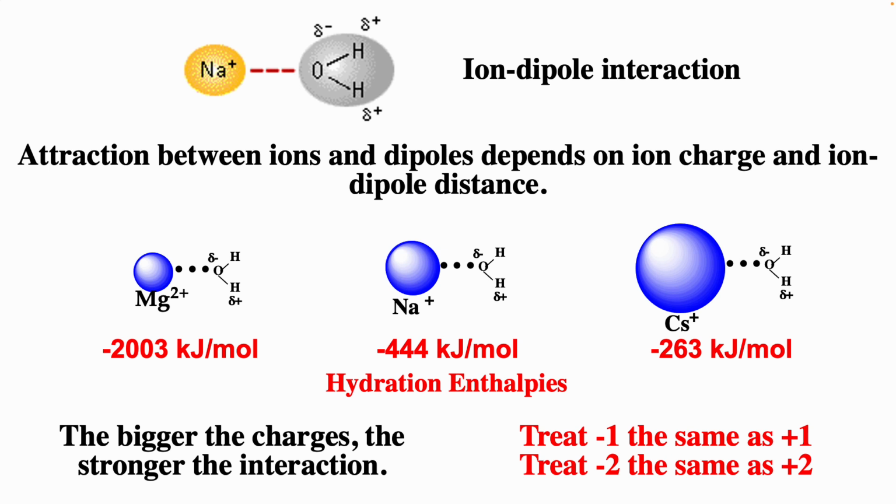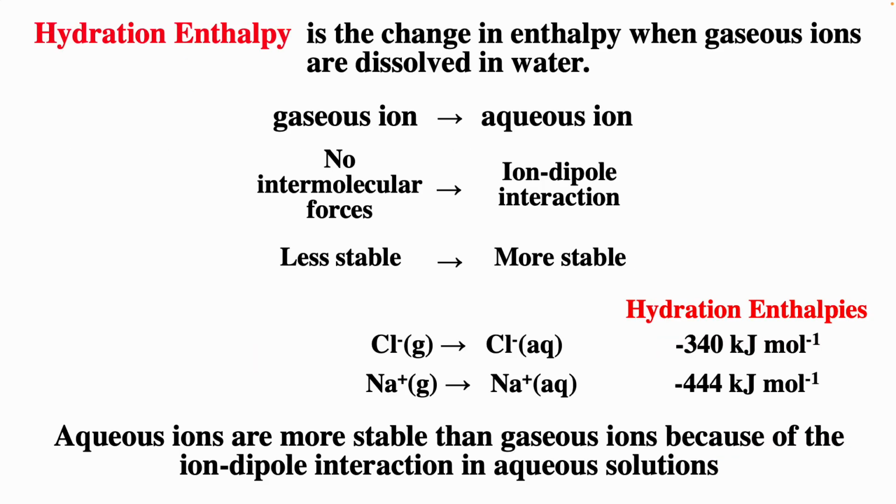But again, please remember, we're always talking about the absolute charge. So we treat a +1 and -1 the same, and a +2 and a -2 the same. Now, if we think about the hydration, you're going from a gaseous ion, and typically for gases, we assume intermolecular forces are negligible, to an aqueous ion. Aqueous just means that the ion is in water. So you're going from no intermolecular forces to ion-dipole attraction. The larger the attraction, the lower the energy, the more stable. And so you go from something less stable to something more stable, and that means energy will be released, which is why you have a negative hydration enthalpy.